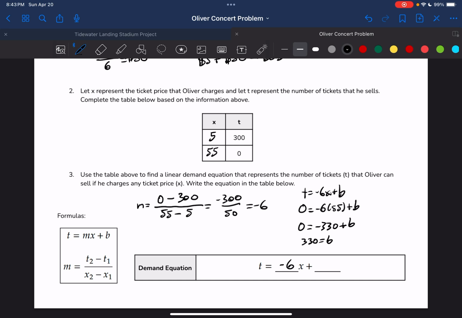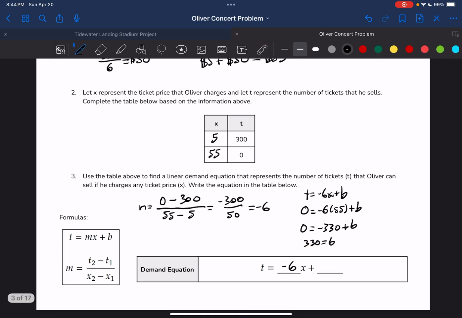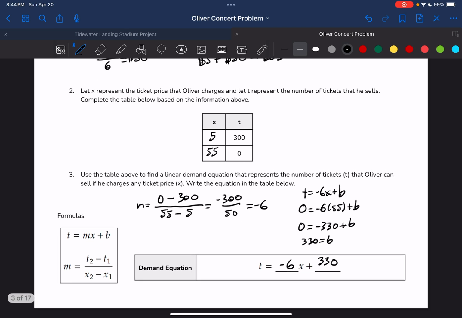And that means that our total demand equation, again, in the form T equals mx plus B, mirrors the y equals mx plus b form that you should be familiar with. All we're doing is replacing the y with the t. So think about this as y equals mx plus b, that's a linear equation, but we're plugging in our values for x and t to get a linear equation in the form t equals mx plus b. So m is negative 6, b is 330. And so our final demand equation would be t is equal to negative 6x plus 330. This is our demand equation.